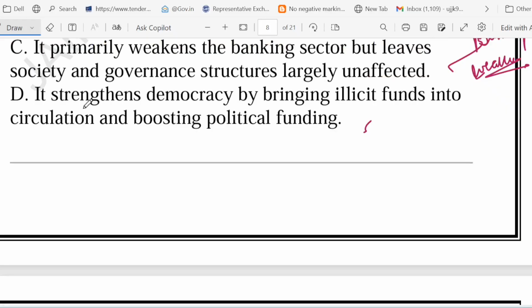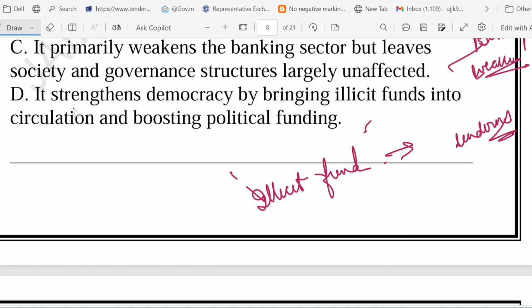What about option D? Option D says it strengthens democracy by boosting political funding. See, that is completely wrong. Illicit funds do not strengthen democracy. They undermine it. Illicit funds, what do they do? They basically undermine democracy. Right? Because dirty money buys power and control.